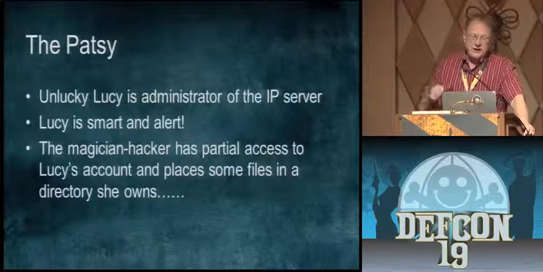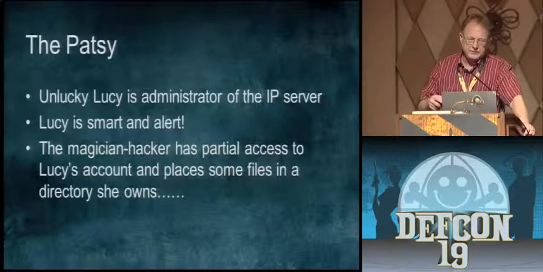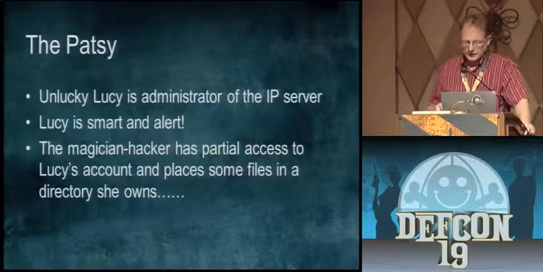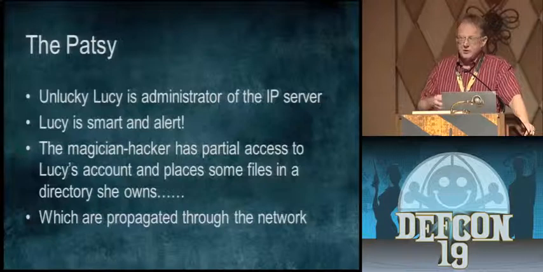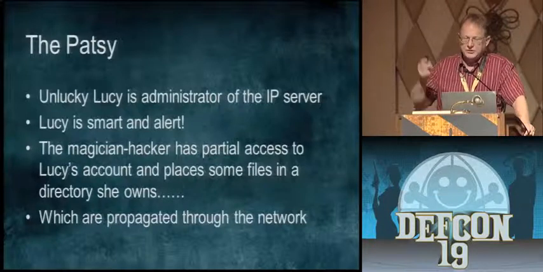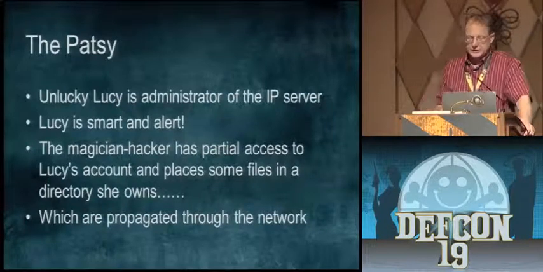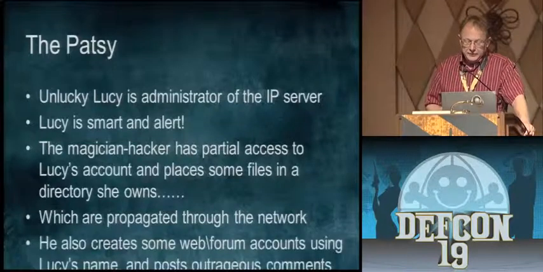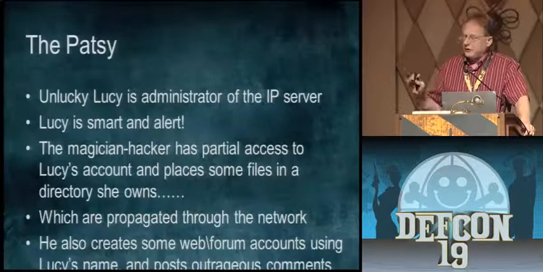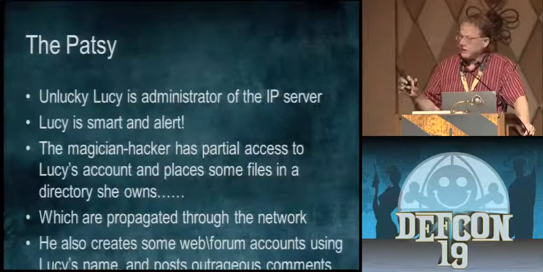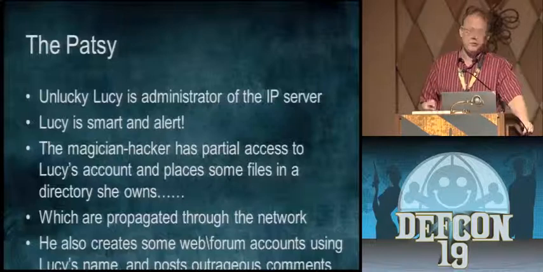But let's say the magician hacker has partial access to some of her files. Maybe she's got a directory that she owns that he can put some files into. She also has some files under her control that can be propagated throughout the network. Maybe she's got some sort of startup batch file or something like that, or something along those lines. All right, so what does he do there? He scopes it out, finds the patsy, and then the first step is he's going to go to some web forums and create an account using Lucy's name and create some interesting little pieces of information there, which we'll discover later.